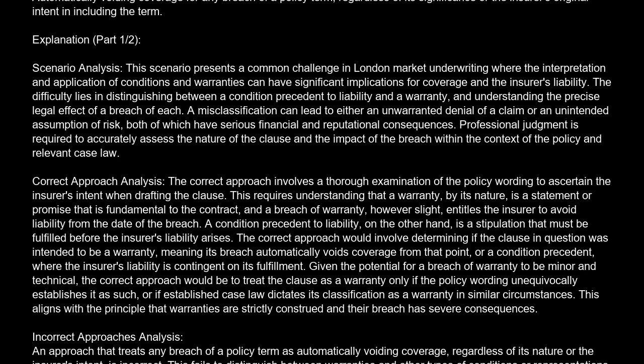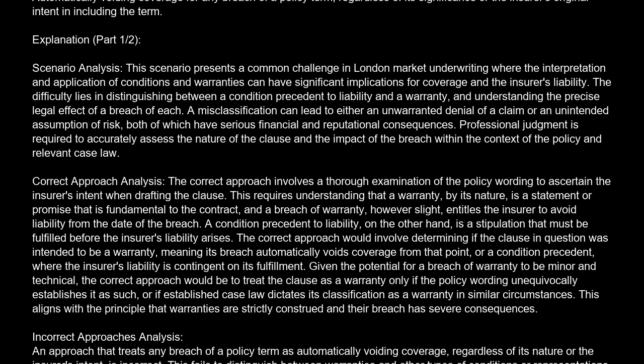Correct approach analysis. The correct approach involves a thorough examination of the policy wording to ascertain the insurer's intent when drafting the clause. This requires understanding that a warranty, by its nature, is a statement or promise that is fundamental to the contract, and a breach of warranty, however slight, entitles the insurer to avoid liability from the date of the breach. A condition precedent to liability, on the other hand, is a stipulation that must be fulfilled before the insurer's liability arises. The correct approach would involve determining if the clause in question was intended to be a warranty, meaning its breach automatically voids coverage from that point, or a condition precedent, where the insurer's liability is contingent on its fulfillment.